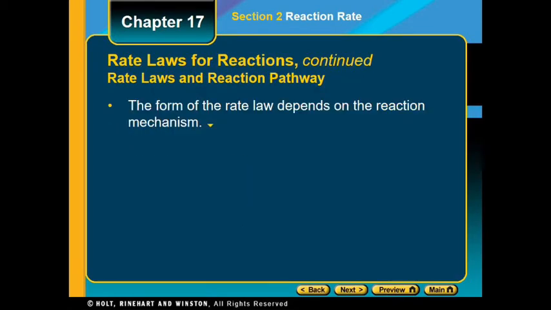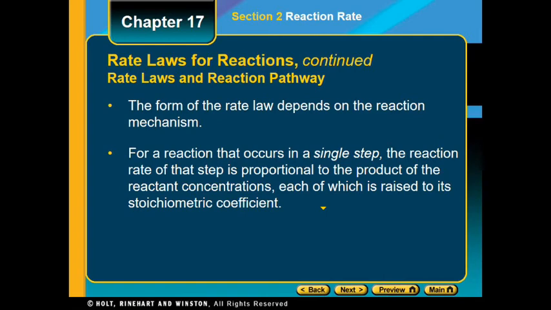Getting into reaction mechanisms, the form of our rate law will depend on the reaction mechanism. Is it a single step? Is it multiple steps? And the reaction rate of that step is proportional to the product of the reactant concentrations, each of which is raised to the stoichiometric coefficient. In this example, A plus B yields 2C. The reaction rate in the forward direction is the constant in the forward direction times the concentration of A times B. Again, the stoichiometric coefficients are 1 and 1. That's why you see 1 and 1 here.